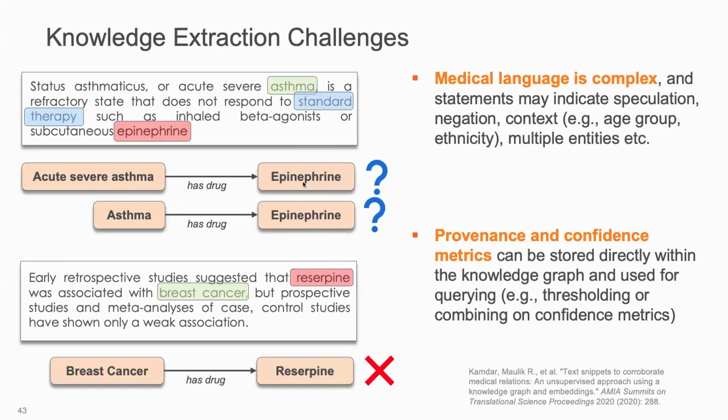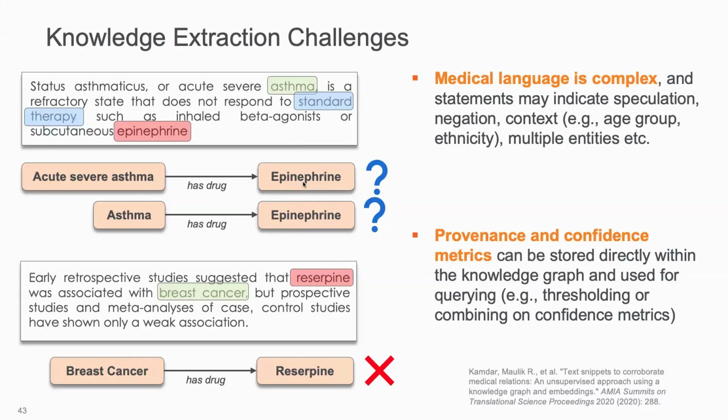So these are actually valid examples from clinical textbooks. Let us walk through some of those examples. The first example is the statement that status asthmaticus, or acute severe asthma, is a refractory state that does not respond to standard therapy, such as inhaled beta agonist or subcutaneous epinephrine.